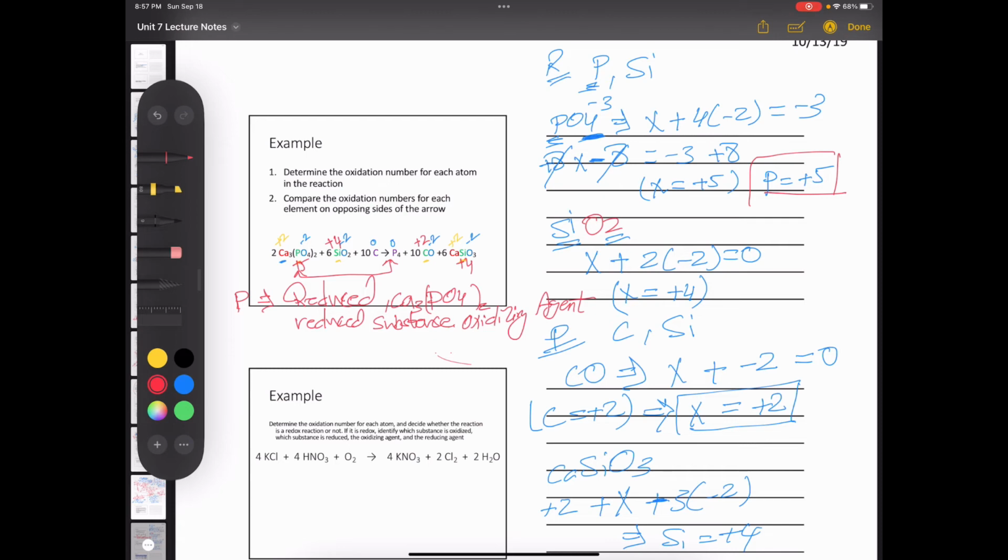Now let's try to find out what is that substance. The silicon and the oxygen didn't change. The carbon did change. The oxidation number has increased from 0 to positive 2. Okay, so we can say that carbon increased in oxidation number, as a result oxidized. Okay, oxidized, that means it is the reducing agent.